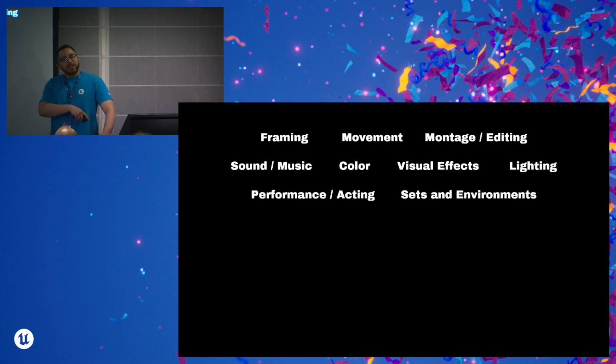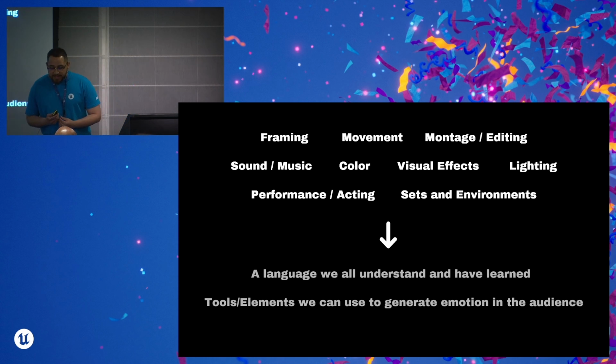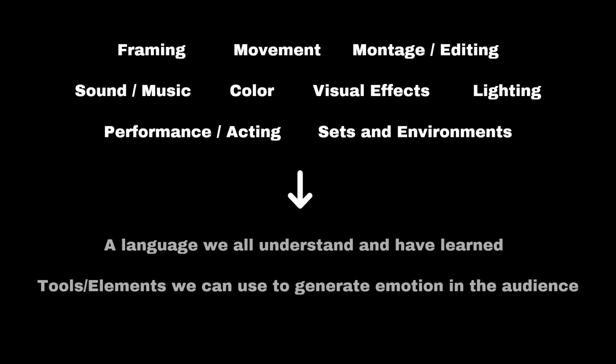So through the whole story of cinema, we have different elements like framing, movement, montage, sound, color, visual effects, lighting, performance, sets, and environments. And all of this throughout these years allowed us to achieve many different things. The first one is that it created a language we all understand, and without even knowing it, we all have learned. If we see a short film with no dialogue, but with sufficient expression, it doesn't matter what our mother tongue is, we all can understand the audiovisual language of film.